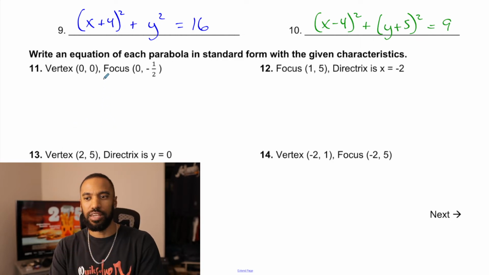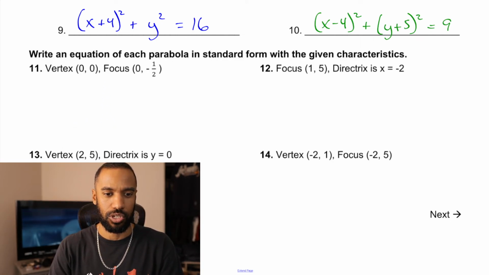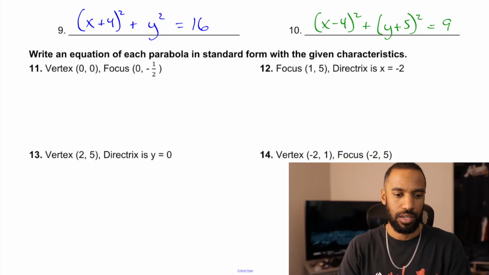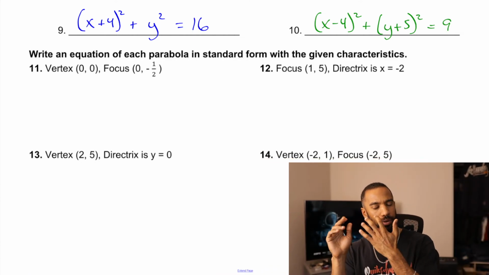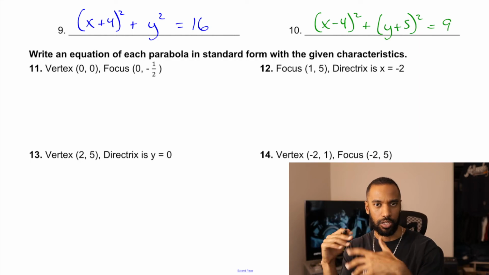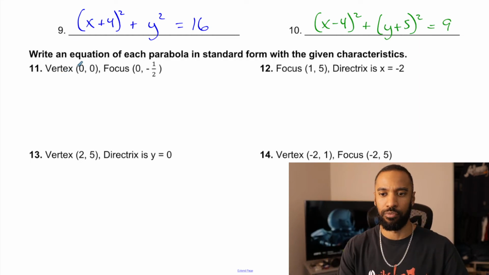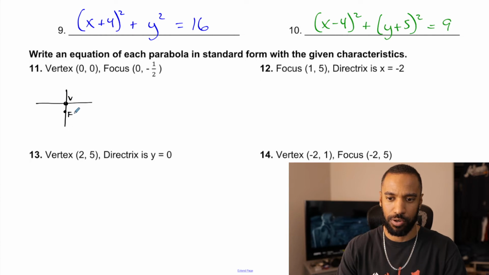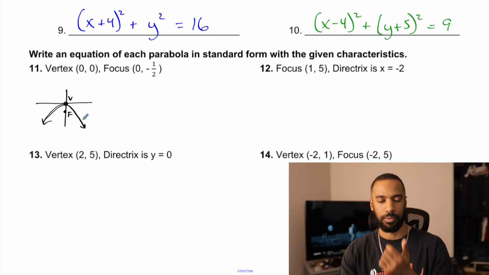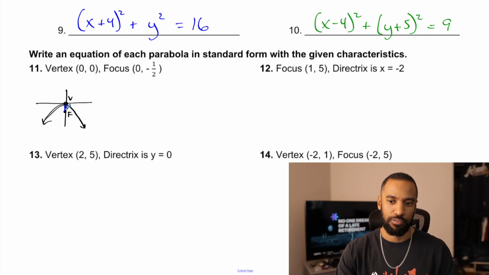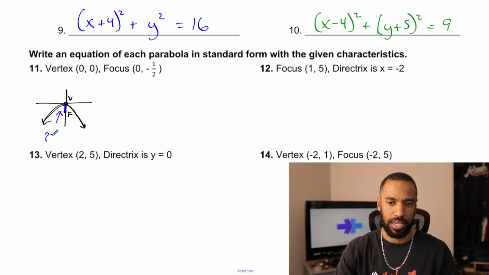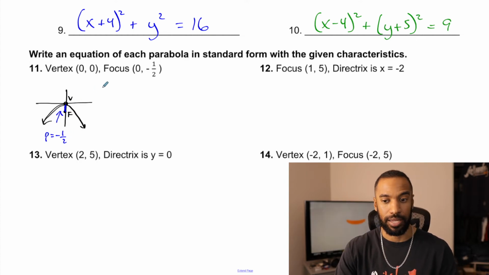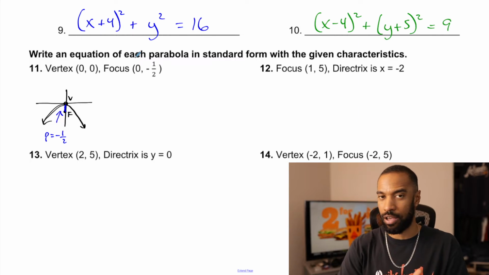All right, write an equation of each parabola in standard form with the given characteristics. With these, you need a couple bits, and sometimes I'm not going to draw a huge graph, but I'm going to draw the idea of what these things are. If your vertex is at (0, 0) and your focus is at (0, -1/2), the graph has to go downward because it goes inside the focus. The distance between vertex and focus is 1/2 itself. That's p, actually literally -1/2. If you know the graph goes upside down, then you know your a value is going to be negative.